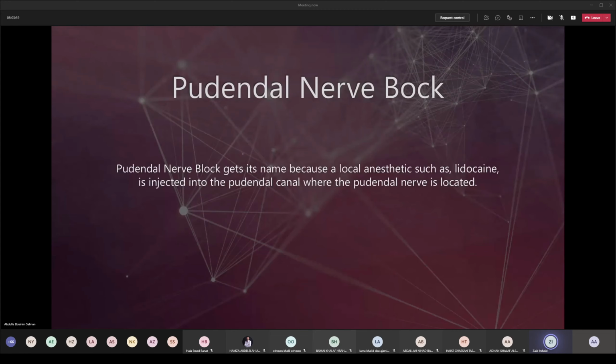We're going to talk about pudendal nerve block today. I'm your colleague Osama Al-Sabuni. Pudendal nerve block gets its name because local anesthesia such as lidocaine is injected into the pudendal canal where the pudendal nerve is located.